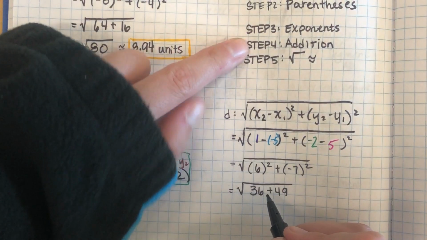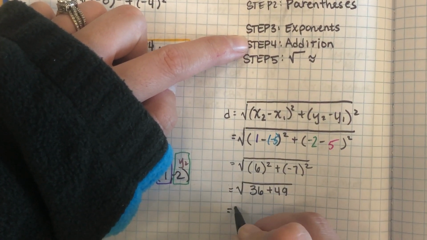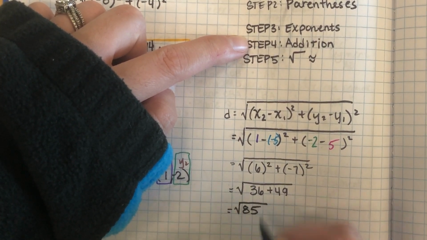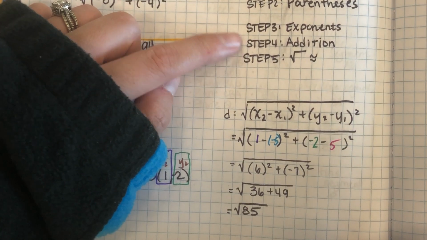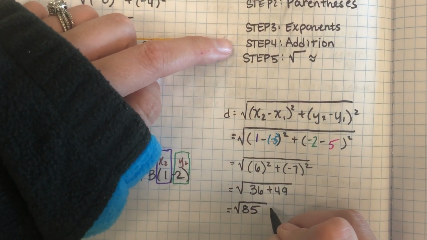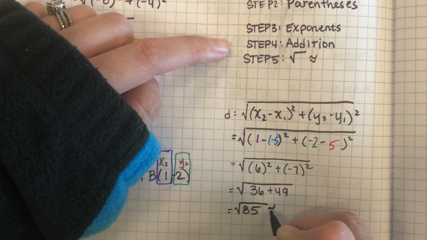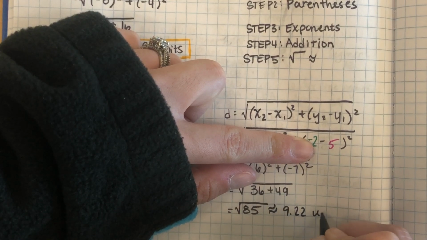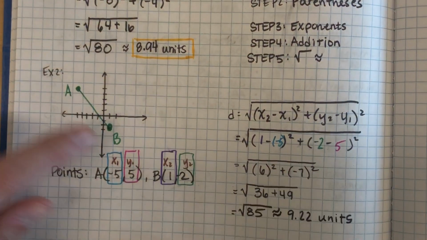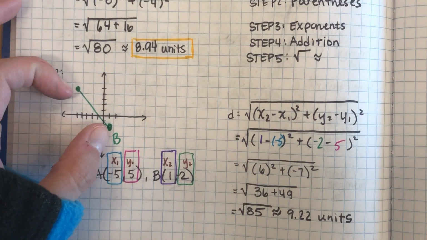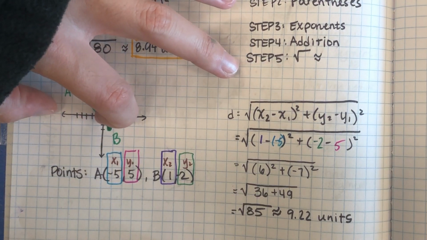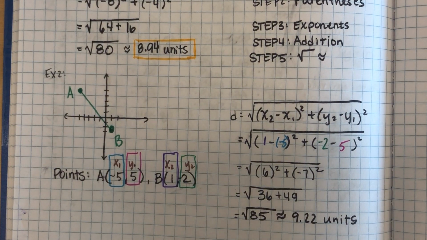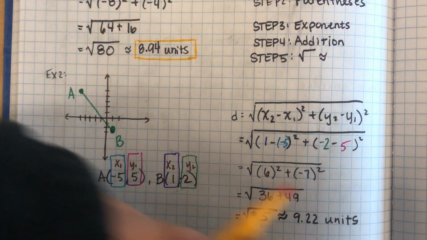Then I do my next part of PEMDAS, which is addition. 36 plus 49 gives me 85. And then because the square root of 85 doesn't really mean much to me, I'm going to say this is approximately 9.22 units. And if I look here, that could be about 9 units, right? Yeah, extending on, it looks like it's about 9 units. So we're heading in the right direction here. All right, and then that brings us to our final answer.